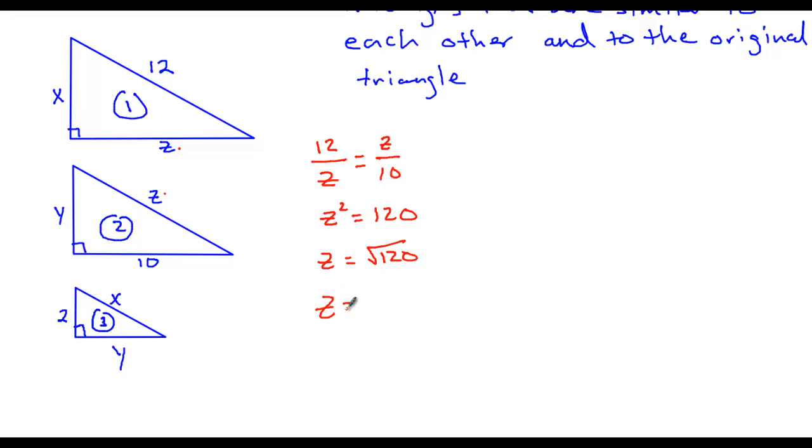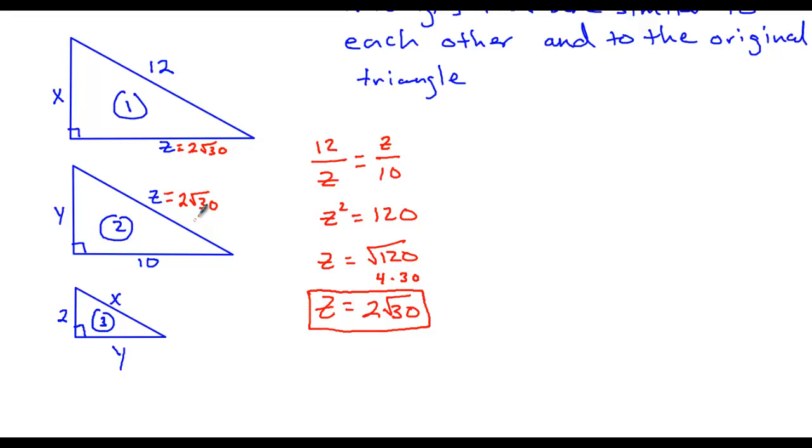Well, I don't know what the square root of 120 is. I know that 120 is 4 times 30. I can try to break 30 up more into 3 times 10 or 15 times 2, but it's not going to break up any more than that, at least not for taking out perfect squares. So z equals 2 times the square root of 30.